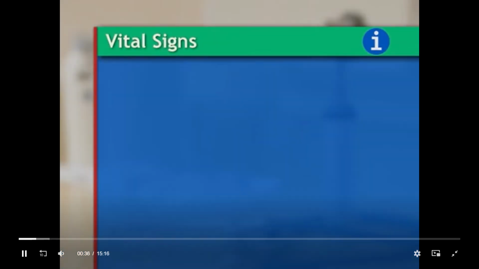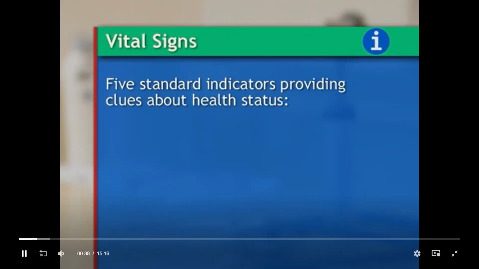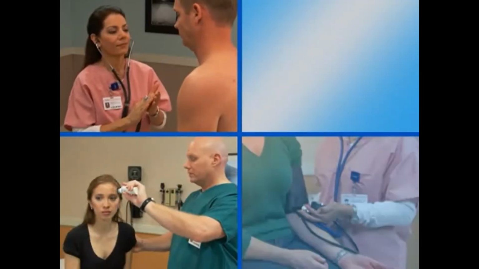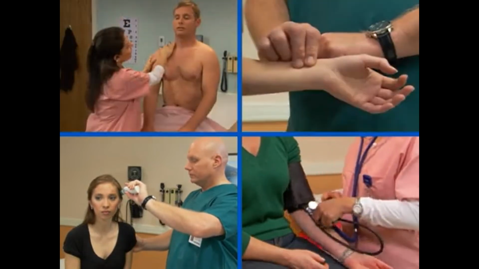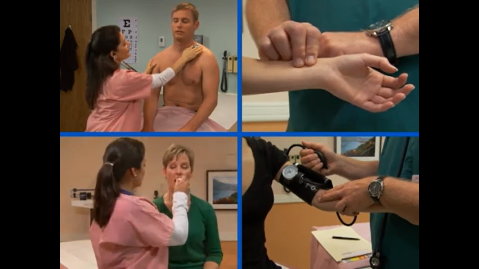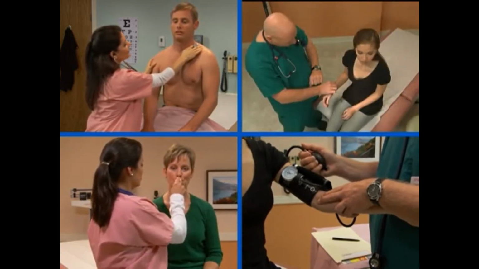Vital signs. Five standard indicators providing clues about health status: temperature, pulse, respiration, blood pressure, and pain. Vital signs are usually assessed as the first step in the nurse's interaction with the client. An initial assessment establishes the client's baseline status. Repeated assessments monitor for changes.